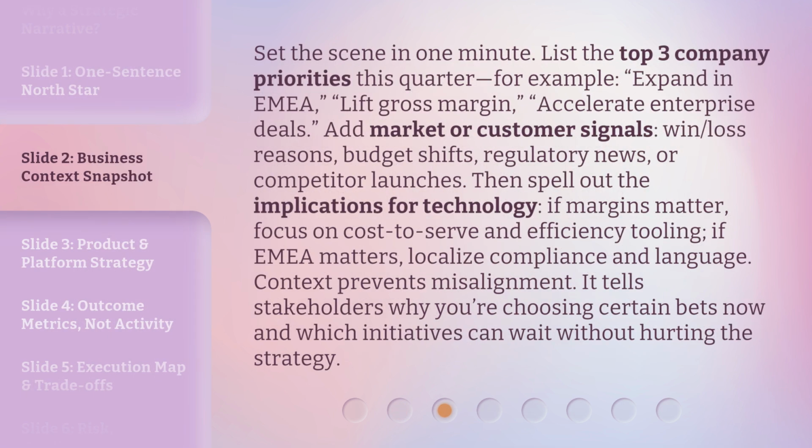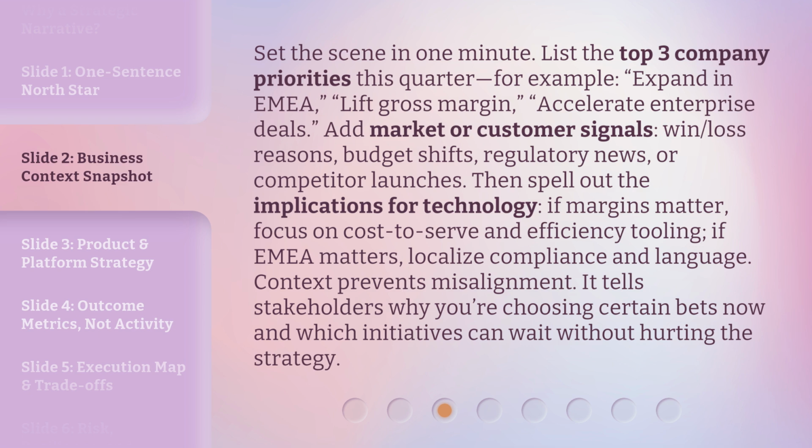Set the scene in 1 minute. List the top 3 company priorities this quarter. For example, expand in EMEA, lift gross margin, accelerate enterprise deals. Add market or customer signals, win/loss reasons, budget shifts, regulatory news or competitor launches. Then spell out the implications for technology.